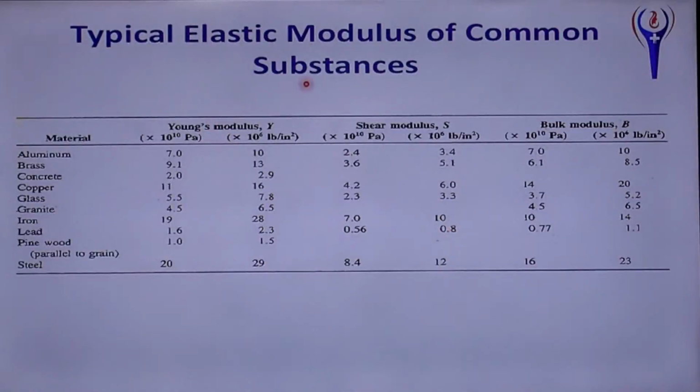And typical elastic modulus of some substances. See here, which material has the highest Young's modulus? Steel. Steel has the highest, 20 into 10 power 10 Pascal. And next is iron, I think. Copper 11, iron 19. Steel is the highest one. That is why in roofs and all we are using steel rod or iron rod. That is because it has the highest elastic modulus.